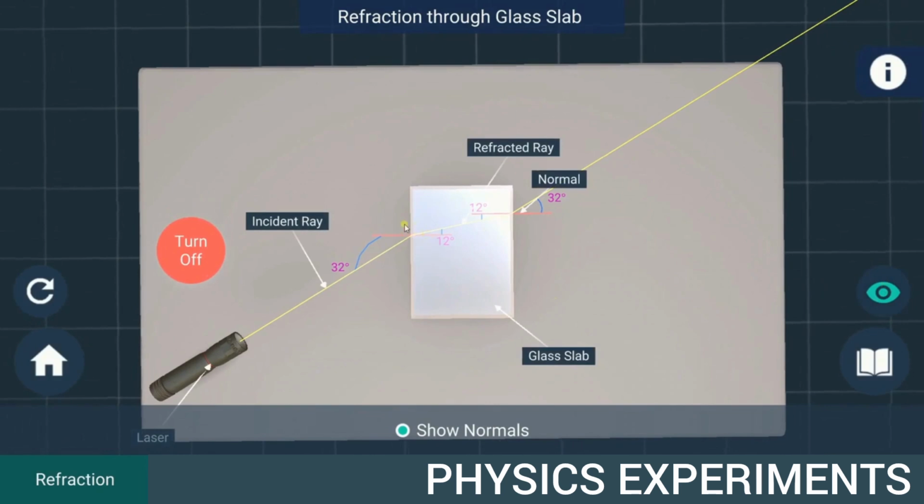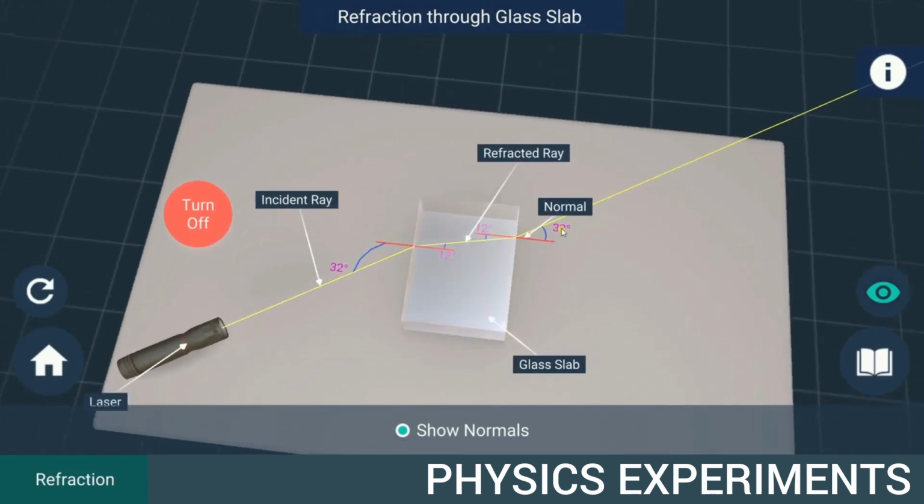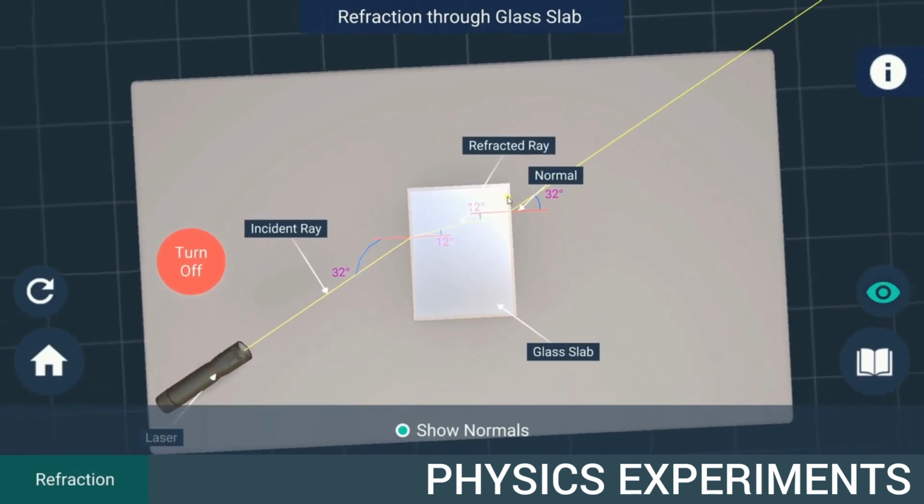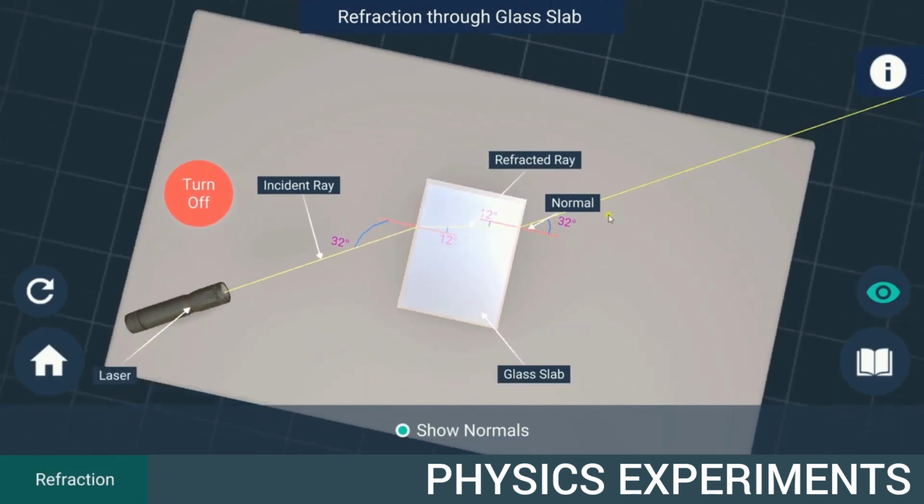Here, the incident ray refracts inside the glass slab towards the normal. Traveling further, the ray hits the other side of the glass slab and passes through the glass medium to air, and the emergent ray deviates away from the normal.